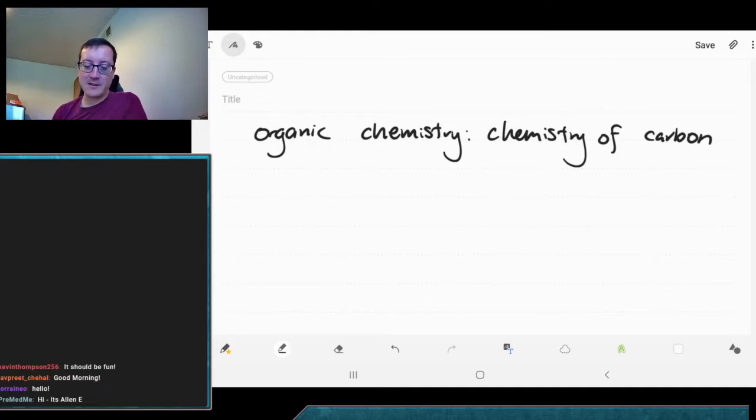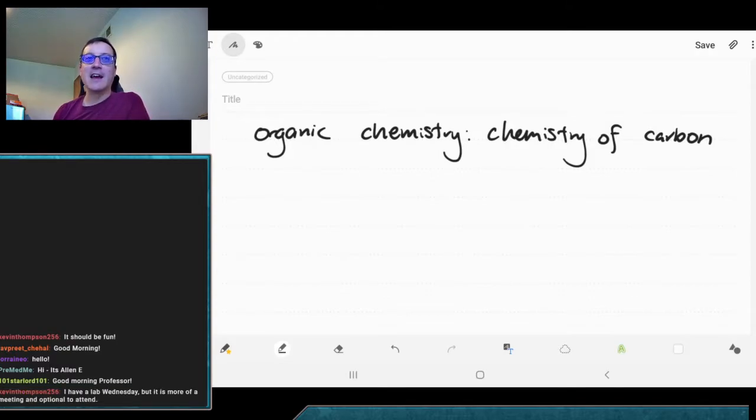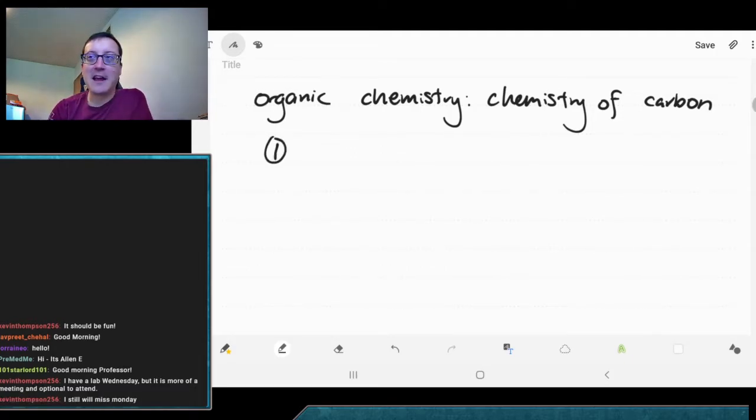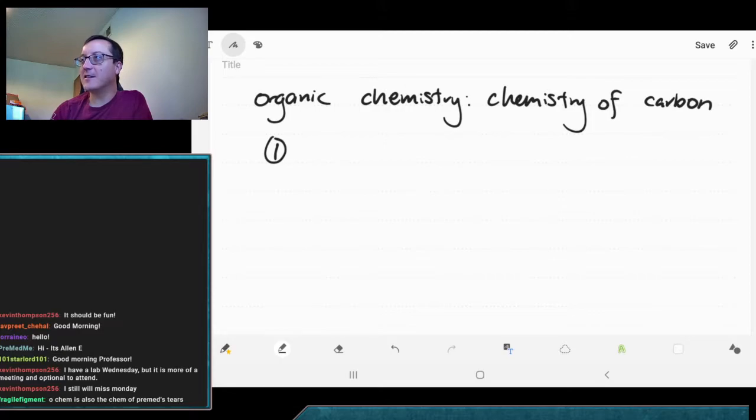Dealing with carbon, we're going to see there are some base rules we want to set, and we're going to have a lot, and I mean a lot, of all sorts of different things that are going to happen with that carbon. So, a couple of things to keep in mind when we're dealing with carbon. Rule number 1 in this class.